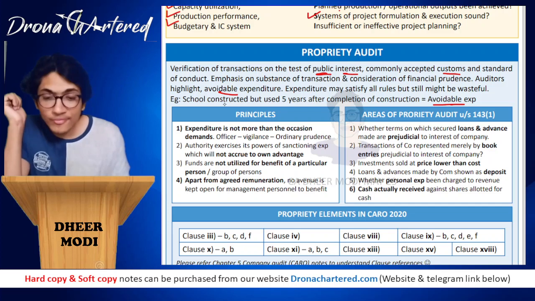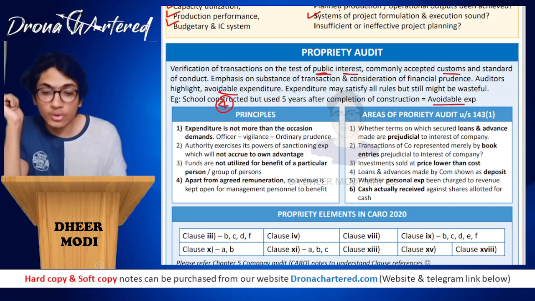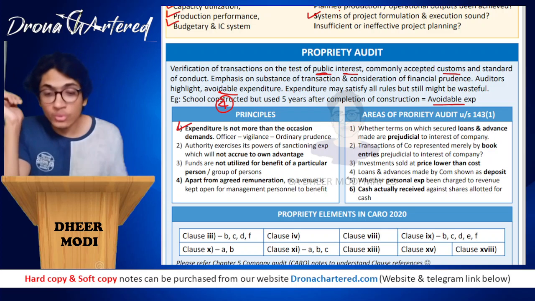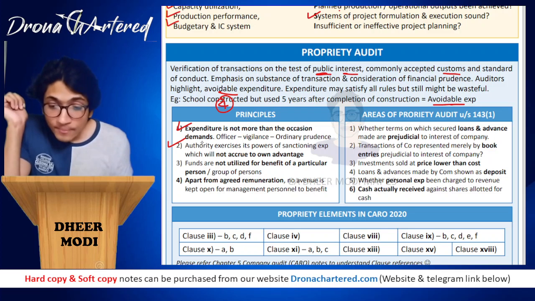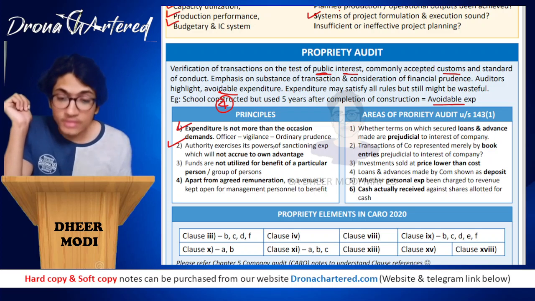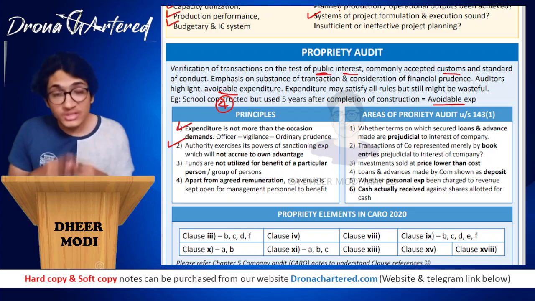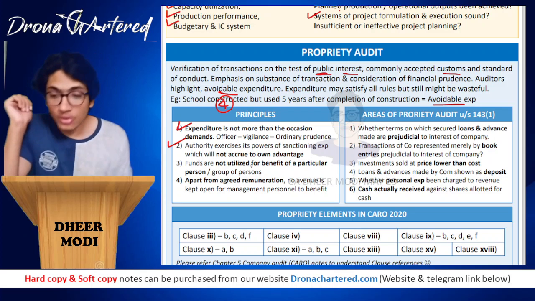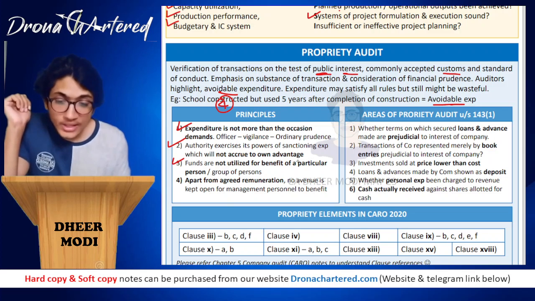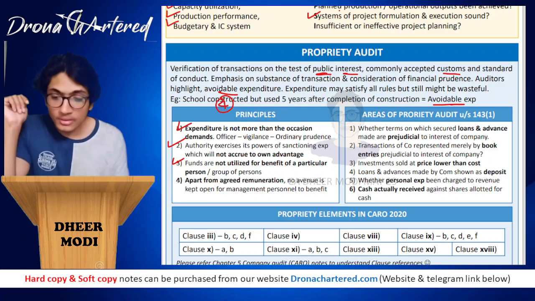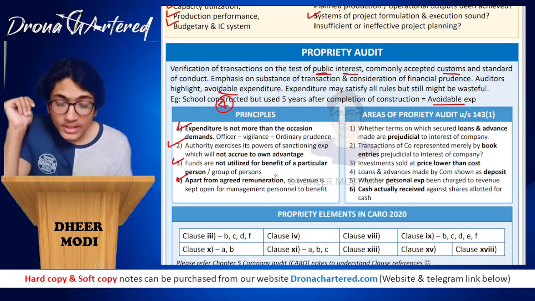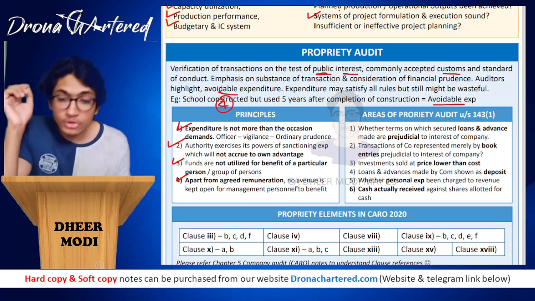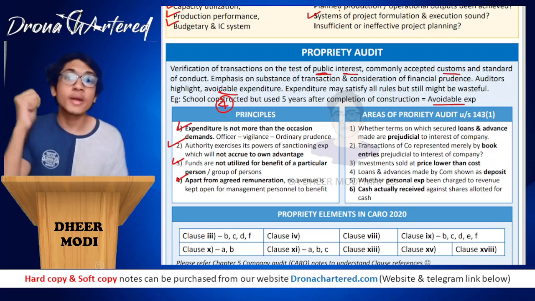Okay, so now there are four principles of your propriety audit. First, expenditure is not more than what the occasion demands. That is, you are spending only as much as is required. Next, authority exercises powers of sanction of expenses which will not accrue to its own advantage. That means whichever person has the power to sanction expenses, it should not be allowed that by doing this he is also gaining something from somewhere. Funds are not utilized for the benefit of a particular person or group of persons. And next, apart from agreed remuneration, no avenue is kept open for management personnel to benefit.